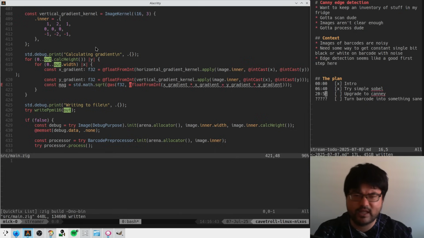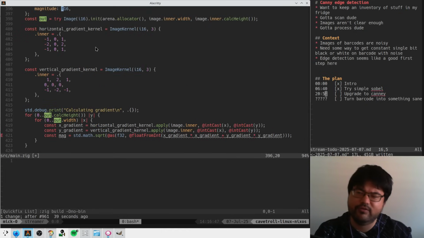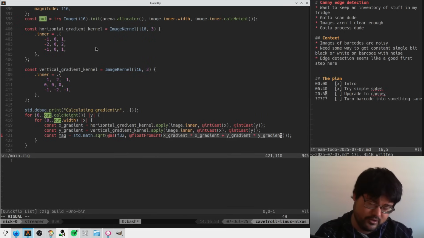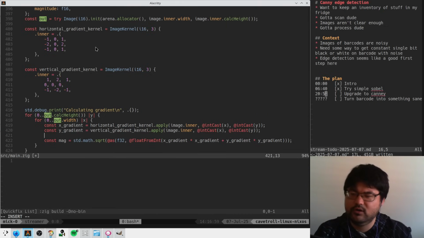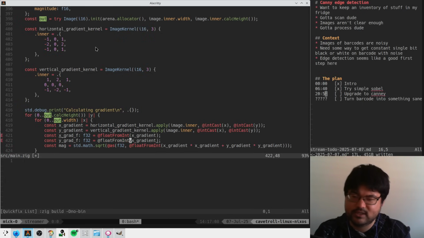What happens now? It is better to have these as I16s here, because then this multiplication doesn't hit floating point precision issues. But we can do this: const x grad f is an F32 float from int of x gradient, and we can do this like this.